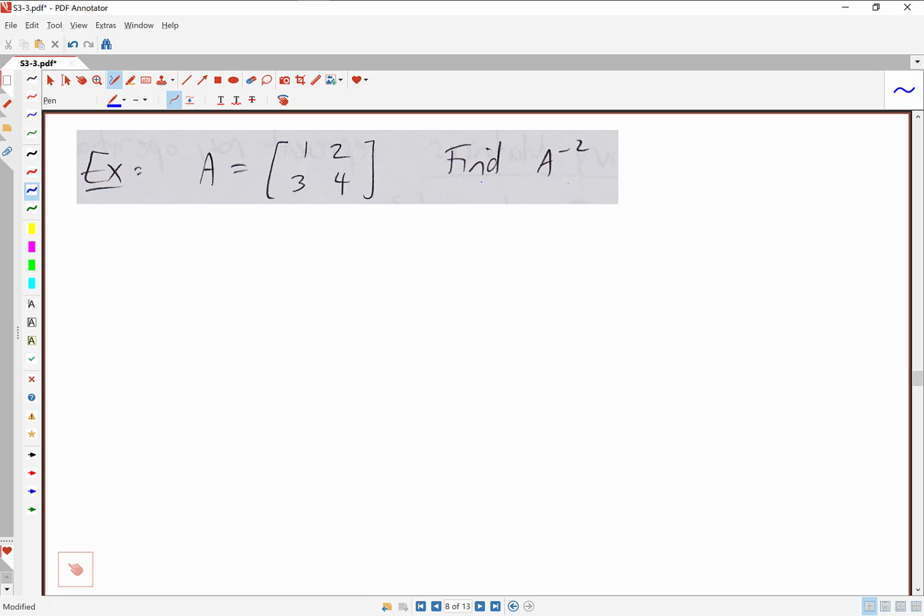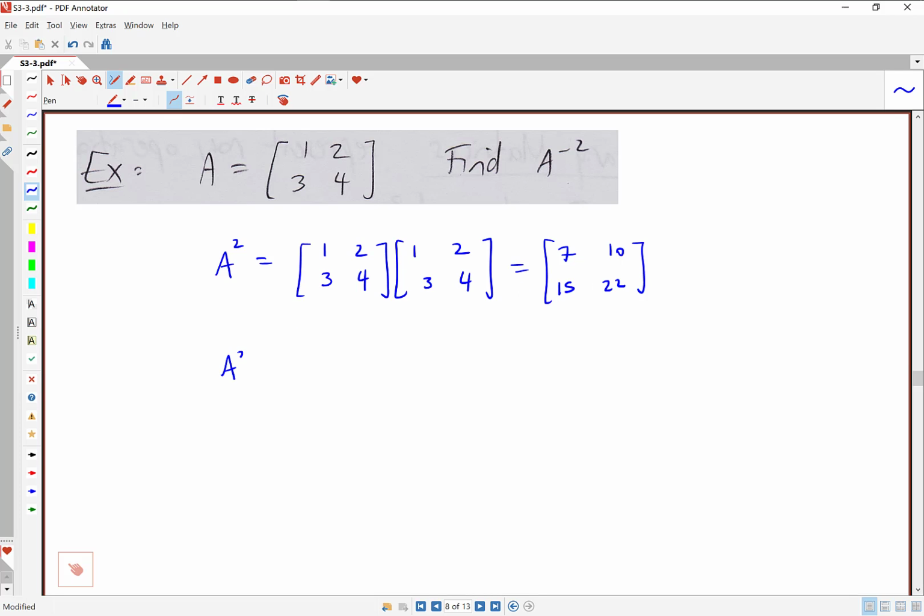So here's a matrix A. We're going to find the matrix A to the negative 2. All right, so we can either square this first and then find the inverse, or we can find the inverse, then square that. I would say it's probably easier to do the power first. So that's what I will think about doing here. So we're going to multiply A by itself, and usual matrix multiplication is going to give us 7, 10, 15, and then 22. So now we're going to take the inverse of that.